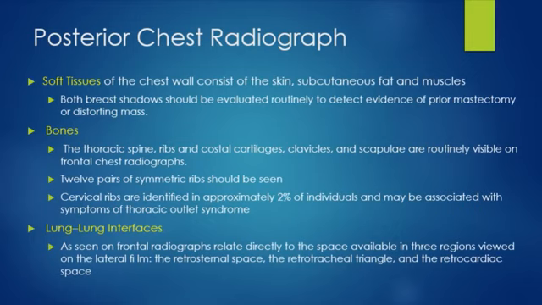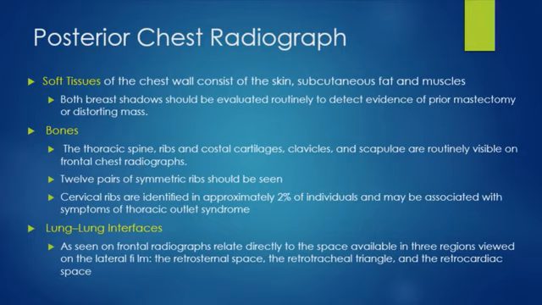Passing to the posterior chest radiograph, soft tissues of the chest wall consist of skin, subcutaneous fat, and muscle. Both breast shadows should be evaluated routinely to detect evidence of prior mastectomy or distorting mass. For the bones, the thoracic spine, ribs and costal cartilages, clavicles and scapulae are routinely visible on the frontal chest radiographs. 12 pairs of symmetric ribs should be seen. Cervical ribs are identified in approximately 2% of individuals and may be associated with symptoms of thoracic outlet syndrome, meaning compression on the brachial plexus.